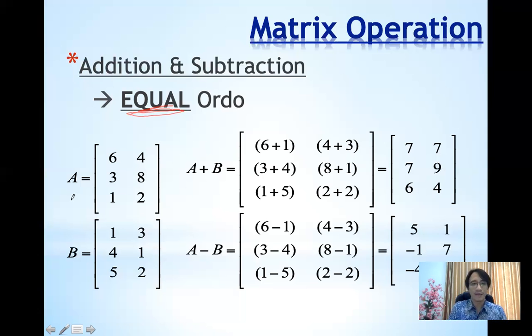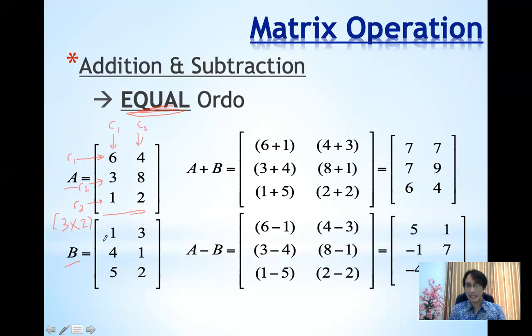An example, we have matrix A and matrix B. Matrix A stands for these numbers. What is the order of matrix A? 3 times 2 or 2 times 3? Yeah, you're correct. 3 times 2. Why? Because there are 3 rows and 2 columns. 3 rows: 1, 2, 3. So the order of matrix A is 3 times 2.